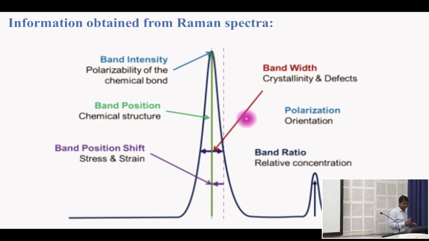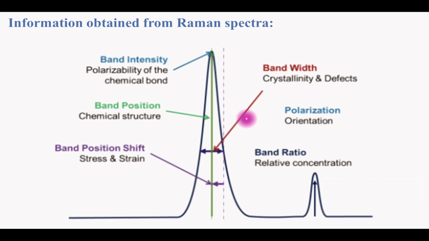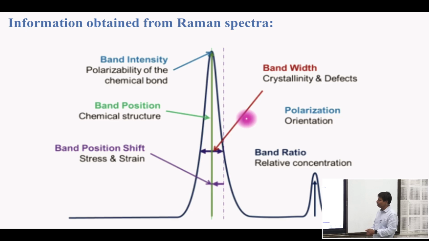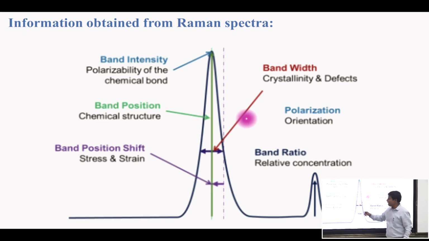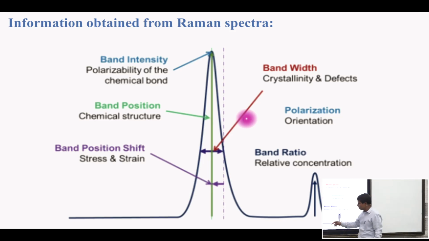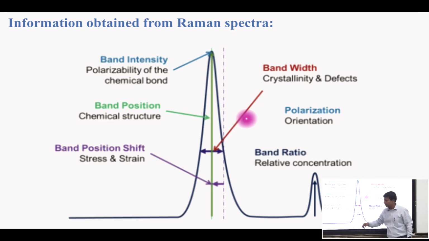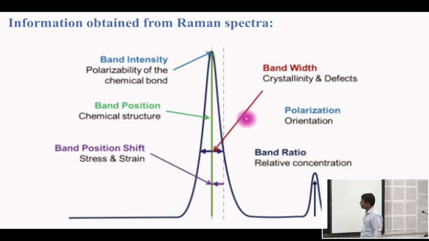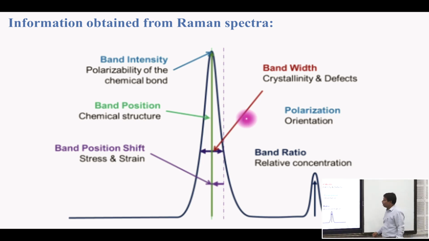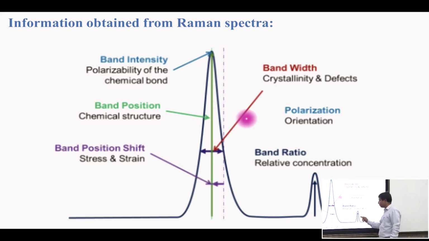So if you have a band, these are the things you can find out by analyzing the band. From the band intensity, you can find the polarizability of the chemical bond, how intense it is. From the band position, you can understand the chemical structure. From band shift, say you have the original band here and then it shifted here, then you can find out the stress-strain profile also. Band width will tell about the crystallinity and defects. You can talk about the polarization, orientation, and the band ratio. If you have 2 bands, their ratio will also give you the relative concentration.